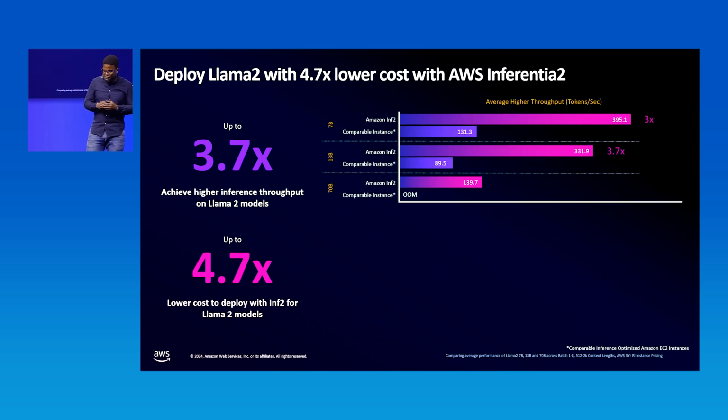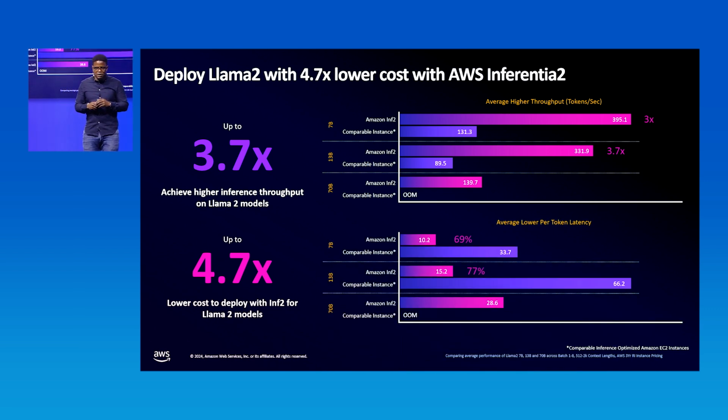For the throughput numbers, for the Llama 2 7B and the Llama 2 13B, we see a 3 to 3.7x speedup versus comparable EC2 instances. And what's interesting is that for the Llama 2 70B, we achieve a reasonable 136 tokens per second, whereas we encounter an out-of-memory error on the comparable EC2 instances. This showcases the capability of these accelerators to handle very large models.